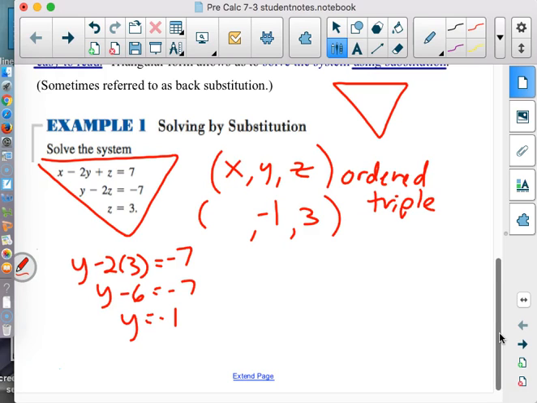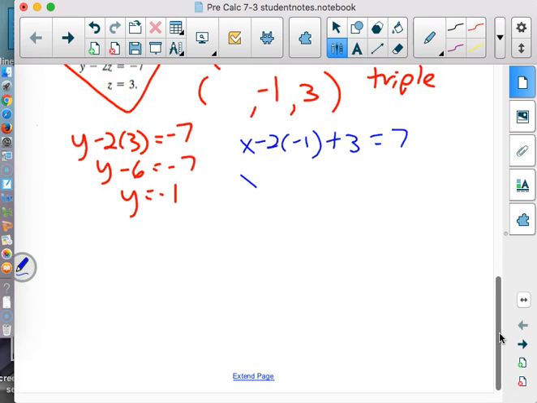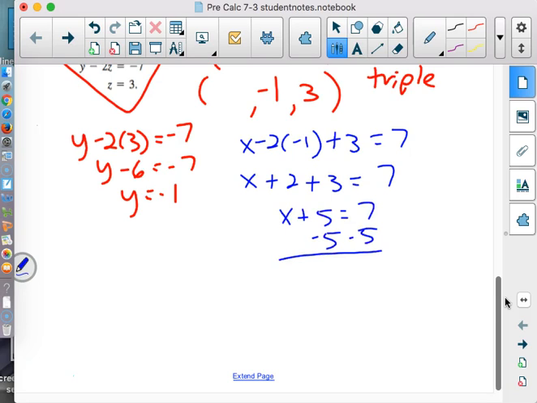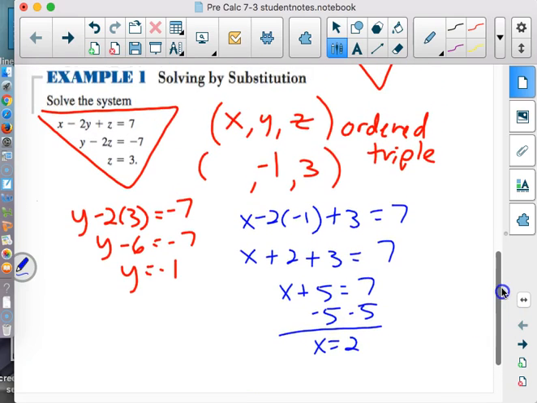Now, one more equation to go, and I don't have X. But the good news is I have Y and Z. So that's why this is called back substitution. It's just like we go one step back, and we're substituting in. So X minus 2 times negative 1 plus 3 equals 7. X plus 2 plus 3 equals positive 7. Not negative 7, that was the first equation. So X plus 5 equals 7. Subtract the 5. Then X is 2.